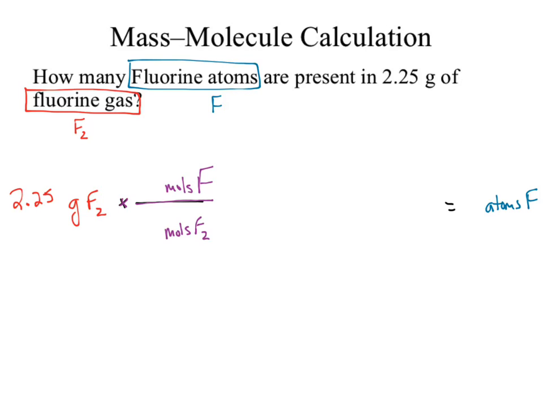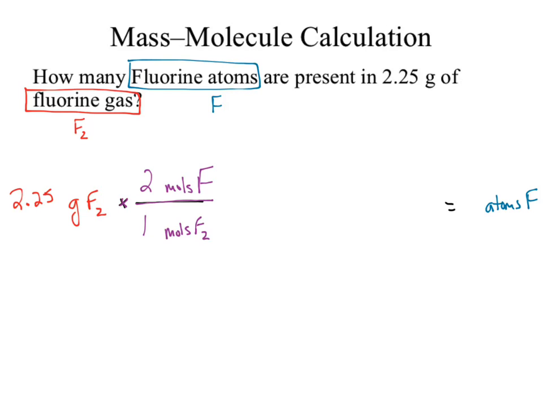When I'm converting substances, I'm not changing the masses. I'm changing the number of those atoms. There are 2 atoms of F in 1 molecule of F2. Notice I said atoms and molecules, and what's written there is moles.